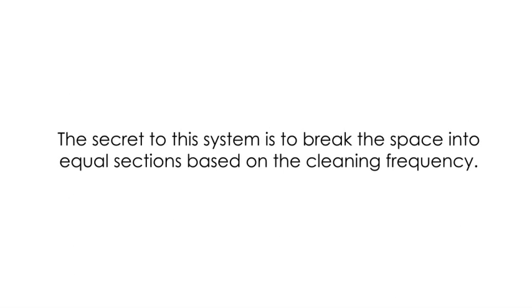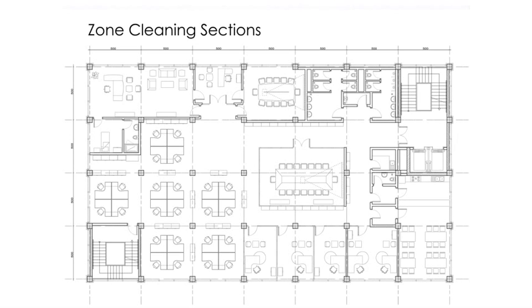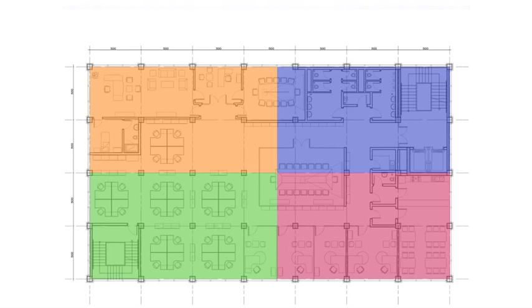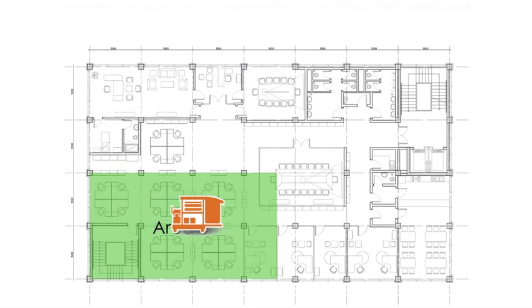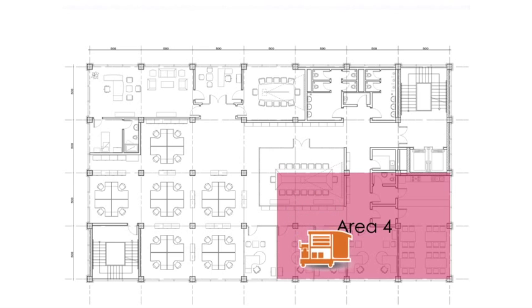The secret to this system is to break the space into equal sections based on the cleaning frequency. In this example, it is a 5-day per week service, Monday through Friday. There are four sections: Monday 1, Tuesday 2, Wednesday 3, and Thursday 4.